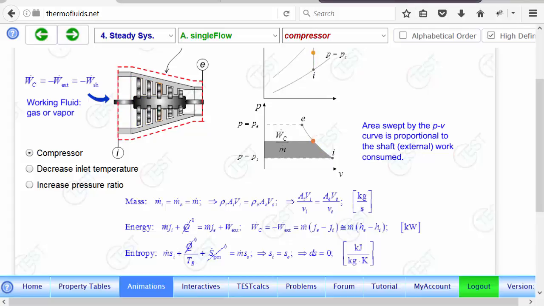In other words, from intuitive ideas, in a compressor, M dot Ji is the energy that goes into the inlet, and then we are adding W dot C amount of power, shaft power, and what comes out is M dot Je. So that's the energy equation. This equation will lead us to find how much compressor power is required to meet a given pressure rise, etc.